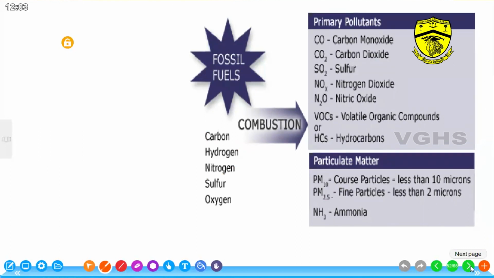And next one, fossil fuel. This is a combustion process that also causes air pollution. What are the gases added during the combustion process? You know them: carbon monoxide, carbon dioxide, sulfur, nitrogen dioxide, nitric oxide, and hydrocarbons. You already know that carbon and hydrogen make the substances called hydrocarbons. These are also fossil fuels, and combustion makes pollution too.